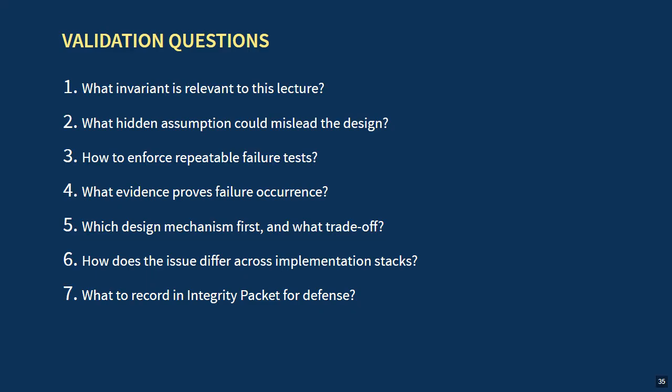As we wrap up, let's reflect on a few validation questions to consolidate our understanding. Consider what invariant or progress property is most relevant to this lecture. Think about what hidden assumptions could mislead your design. How would you enforce repeatable failure tests, and what concrete evidence would you provide to prove a failure occurred? Also, identify the design mechanism you would prioritize and the trade-offs associated with it.